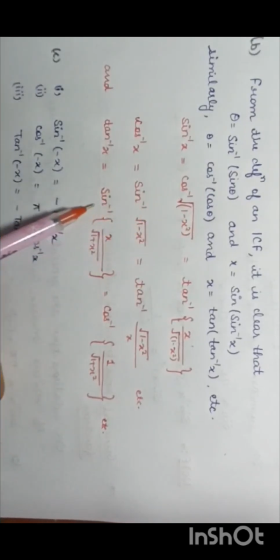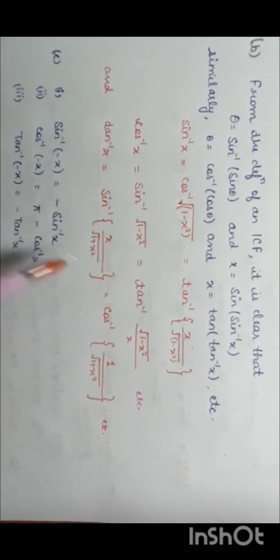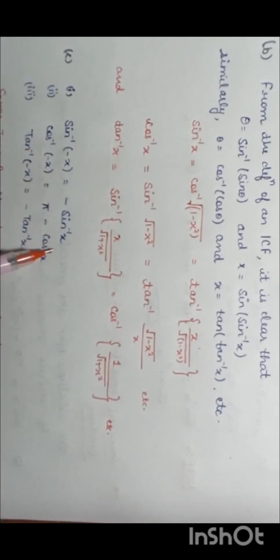We already discussed sine inverse x, cos inverse x, tan inverse x, and we can make these formulas. Now the third property is related to the negative sign. Sine inverse minus x is written as minus sine inverse x. Cos inverse minus x is pi minus cos inverse x. And tan inverse minus x is minus tan inverse x.